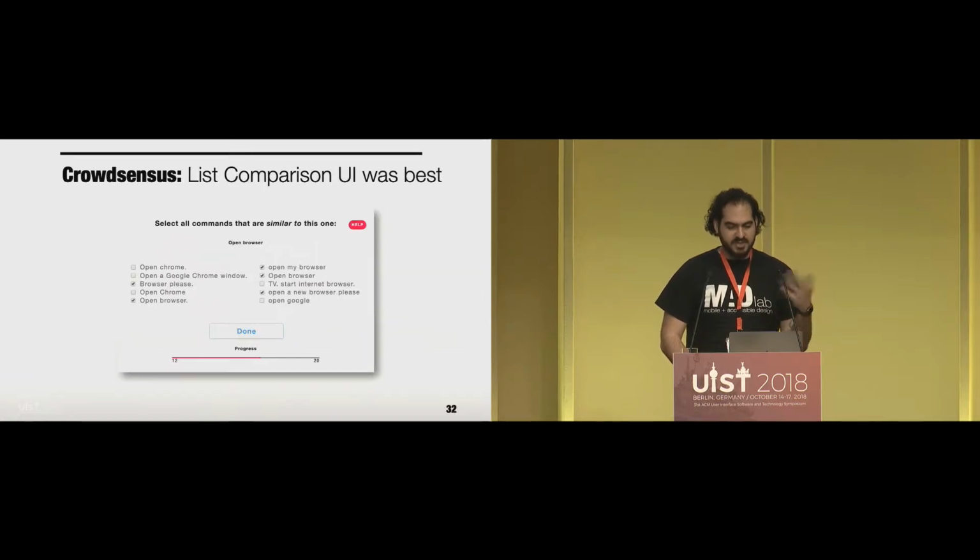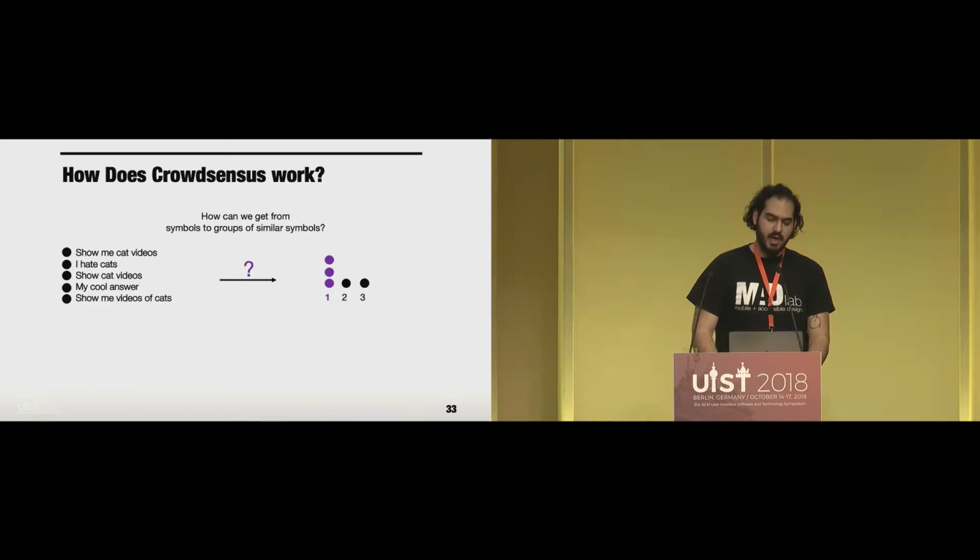After a few rounds of testing, we ended up using the list comparison interface because it provided similar results to the one-on-one comparison, but it required fewer tasks, making it a lot cheaper to use. From piloting, people gave us feedback that the grouping one was just too confusing to understand. So how does this work? How do we get from a list of symbols to groups of similar symbols?